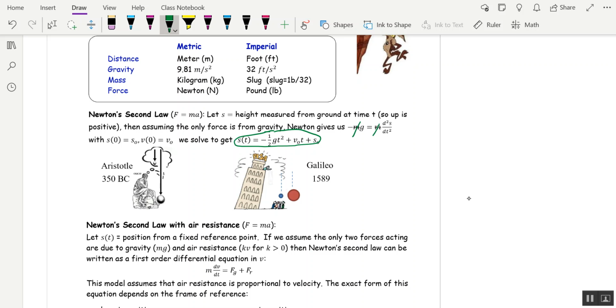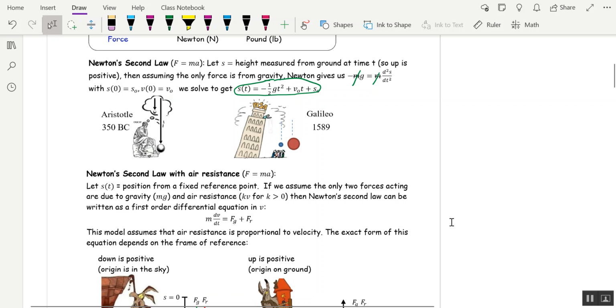Back in about 350 BC, Aristotle thought that heavier objects actually fell faster than lighter objects. And then flash forward to Galileo dropping objects off the Leaning Tower of Pisa. He was able to show that no, heavier objects don't fall faster than lighter objects. They fall at the same rate. But enter air resistance. We know that air resistance can be important. Remember the raindrops? If we don't factor in air resistance, raindrops would be falling at 400 miles an hour.